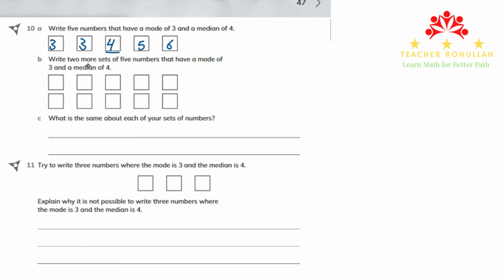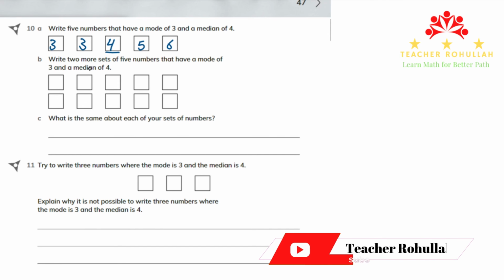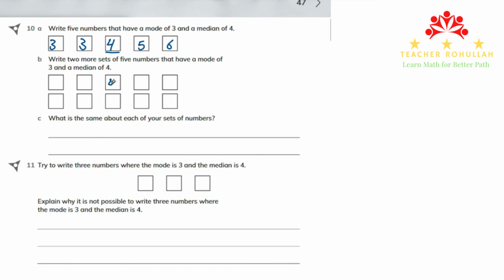Part B says, write 2 more sets of numbers that have a mode of 3 and a median of 4. Because it says a median of 4 in both sets, we should have 4 in the middle. A mode of 3 means we should have at least 2 3s here. But on the right of 4, we can write any number. It can be 6 and 7. And here we can have 8 and 9. Because this one is ordered from smallest to biggest, and this one is also ordered from smallest to biggest. We have 2 3s in each set. And we have 4 in the middle.